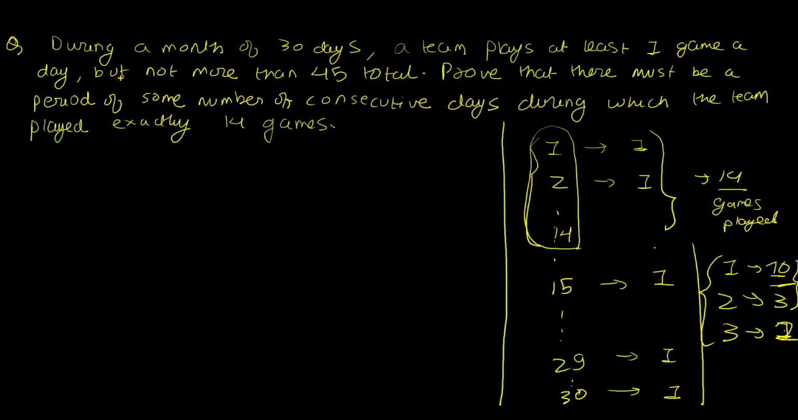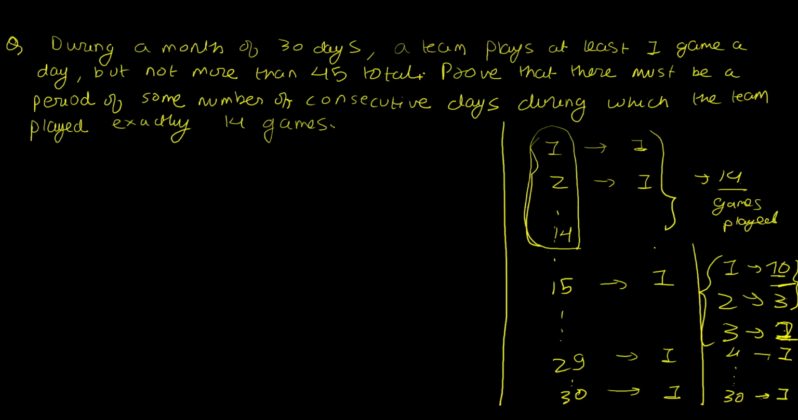But the problem says that I will be able to find it. I have not completed this process yet. So I just played 10 plus 3 is equal to 13, and 13 plus 2 is equal to 15 games. There are still 27 days remaining from 4 to 30, and each of these will have to have at least 1 game. That has to be guaranteed.